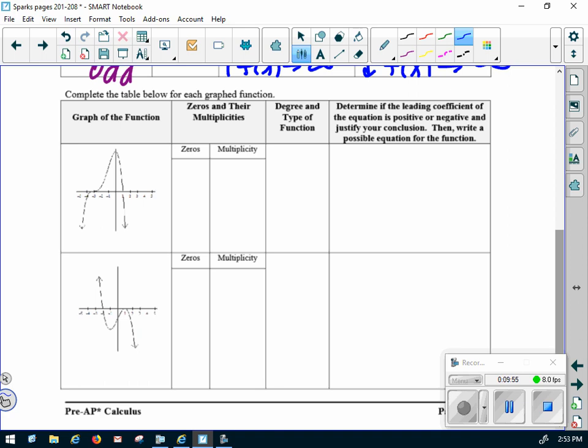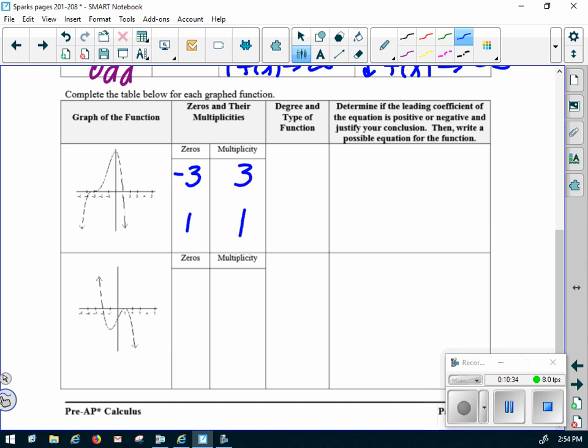Let's do this first graph here. We're just going to complete the table. Now look at your picture. What are the zeros and what are the multiplicities? -3 is a zero. Do you have any other zeros? 1. What's the multiplicity of -3? Why? The graph changes concavity there. Good. What's the multiplicity of x equals 1? Because? Good. Just a nice cross.